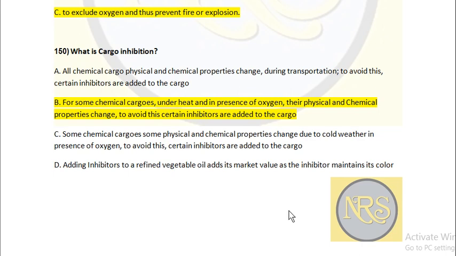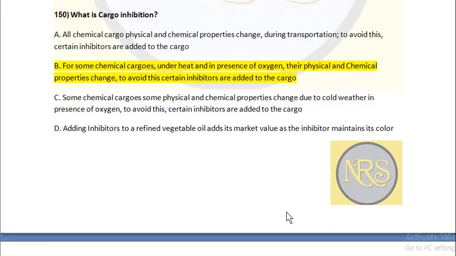For some chemical cargoes under heat and in the presence of oxygen, their physical and chemical properties change. To avoid this, inhibitors are added to the cargo. So cargo inhibition is nothing but adding an inhibitor to prevent change of physical and chemical properties of the cargo, which occurs mainly when there is an increase in heat. So option B is the correct answer for question number 150.